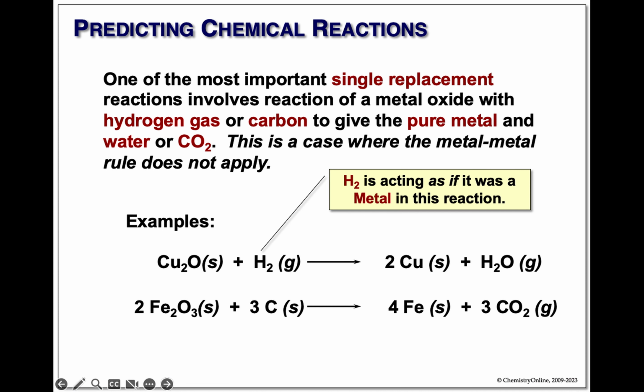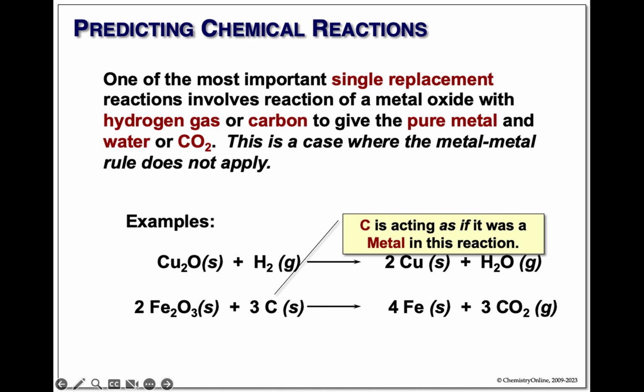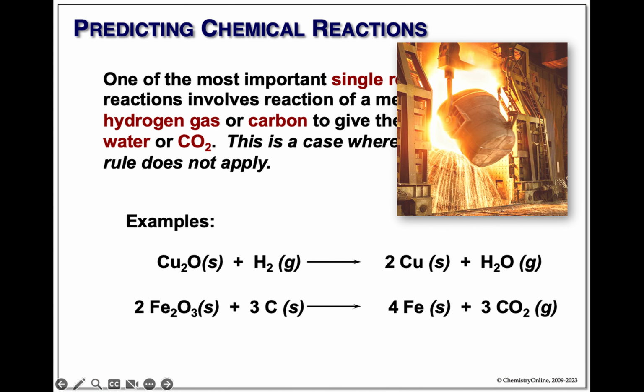Hydrogen and carbon are both acting as metals, even though they're not. That's why it's called an exception. This reaction is important industrially because this is what they do in Gary. Take iron 3 oxide, carbon, heat them up together, and make molten iron. Any question? I won't try to trick you, I promise.